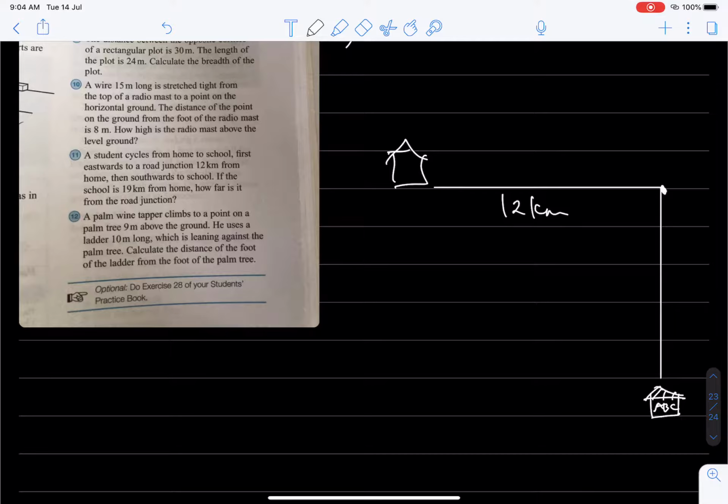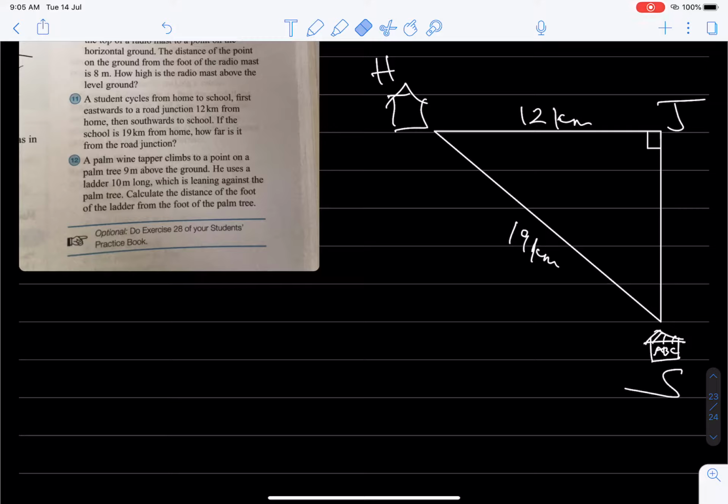Of course, we know that this is going to be a right angle here, because line HJ is perpendicular to line JS. If something goes directly east, it will be a straight line, and if something goes directly south, it's going to be a straight line. So HJ and JS will meet at a right angle. Now, we want to find JS. Let's call that Y.